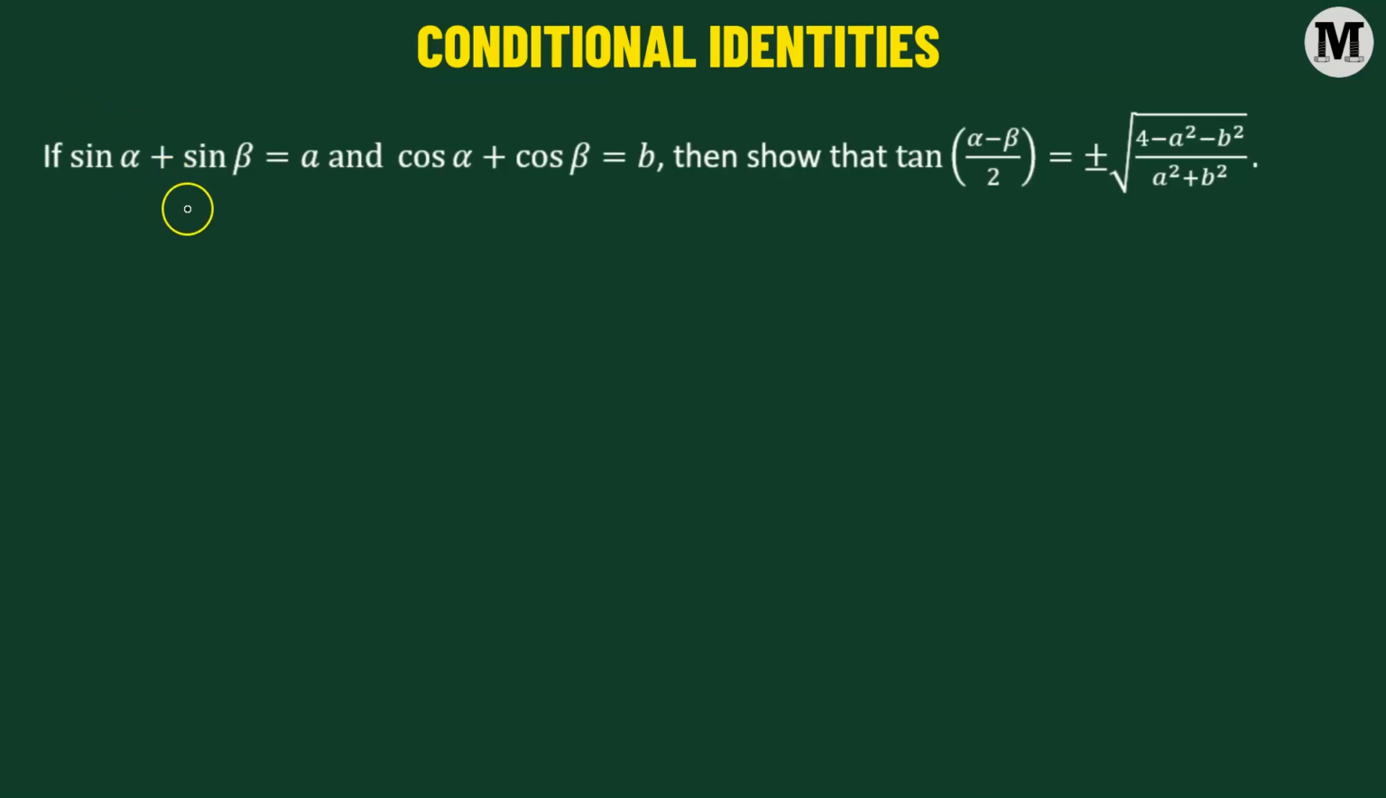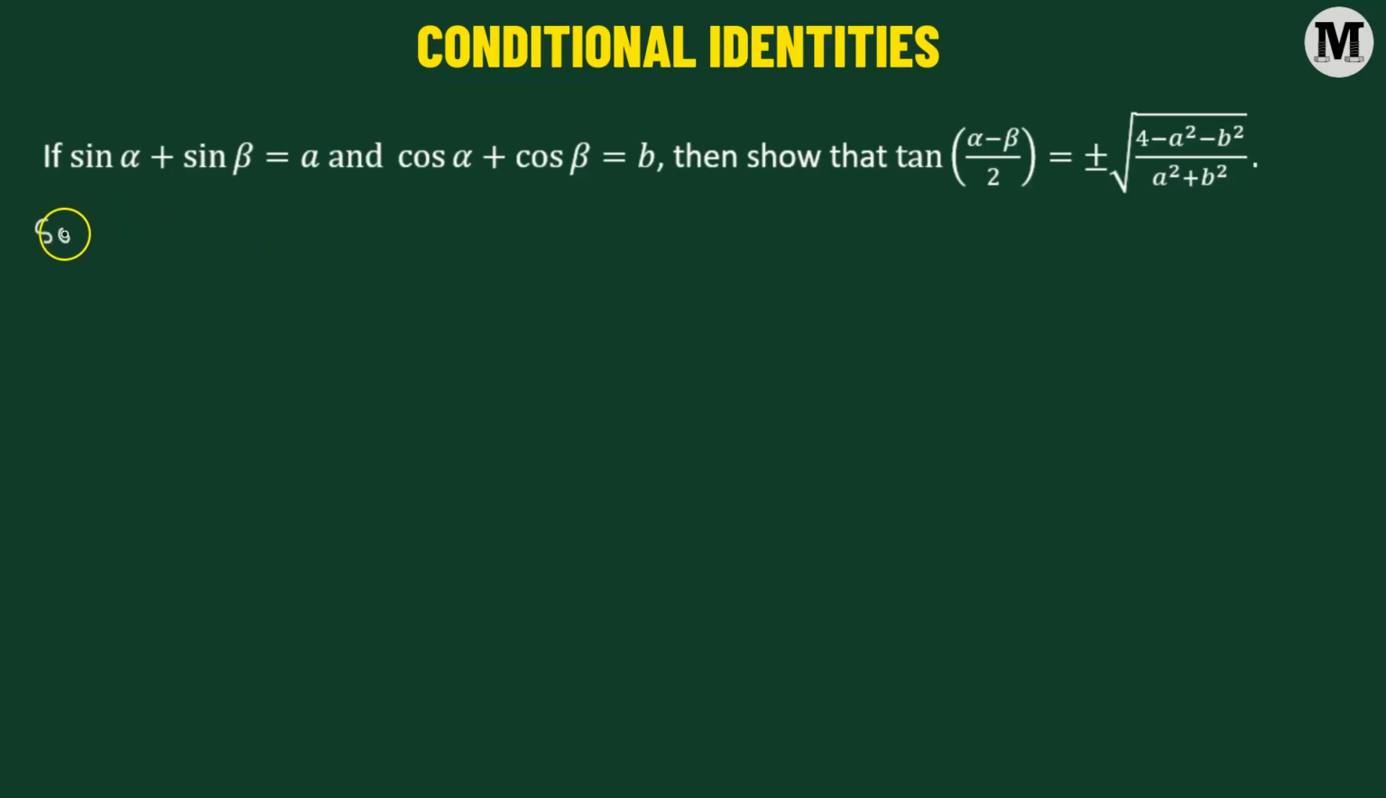So here in this problem, we are given the value of a and b. a is given by the sum of sine alpha plus sine beta, and b is cosine alpha plus cosine beta. Now we need to show that tangent of (alpha minus beta) over 2 is given by this particular expression.